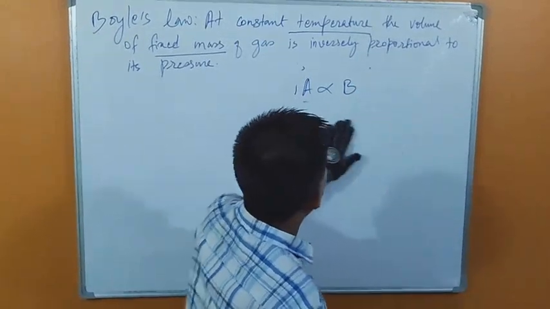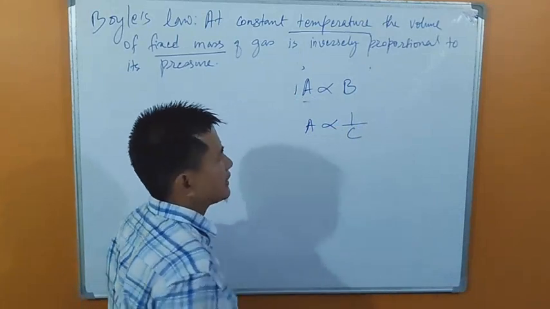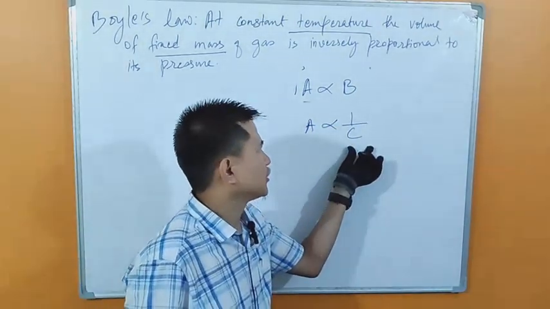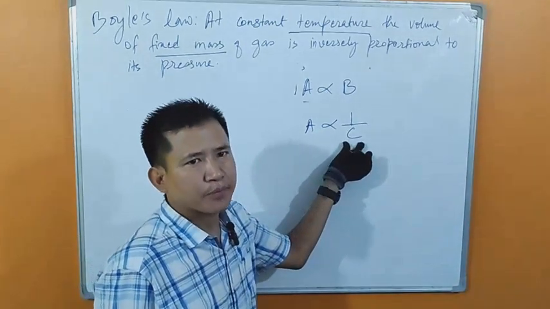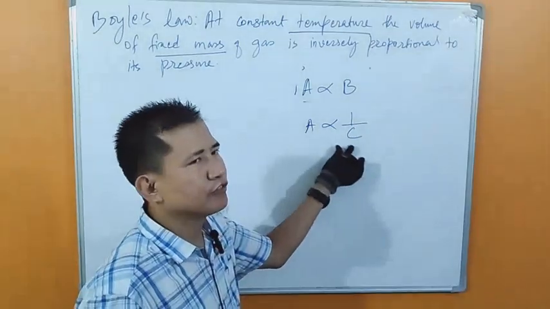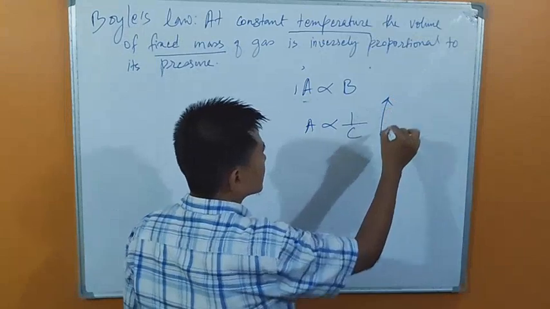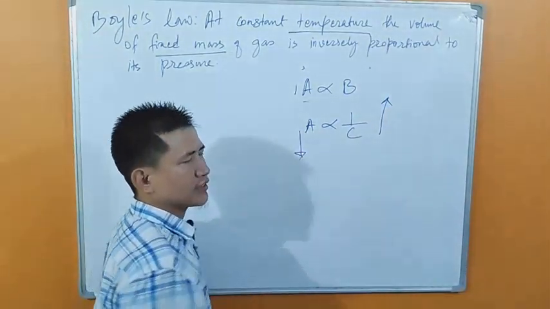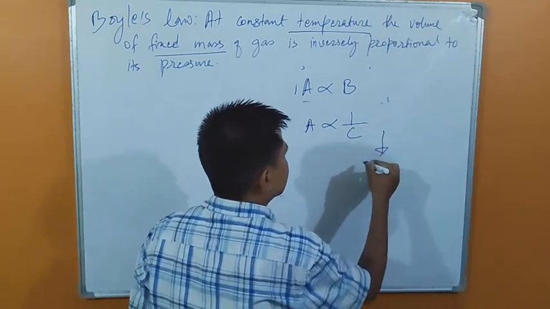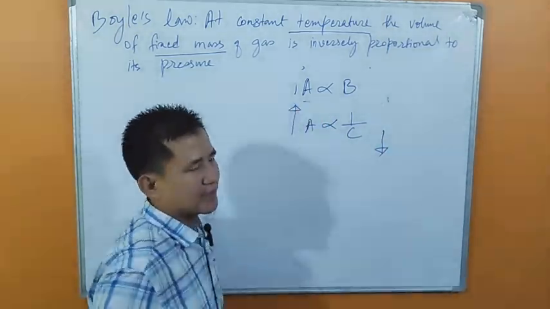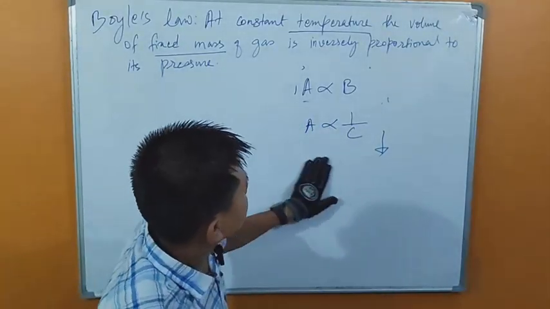But what if I write A proportional to 1 upon C? Here you can see C is in the denominator. How do we read this? A is inversely proportional to C. This means that if the value of C increases, then the value of A decreases at the same time, and if the value of C decreases, then the value of A increases at the same time. Just the opposite of direct proportion. I hope you got this.